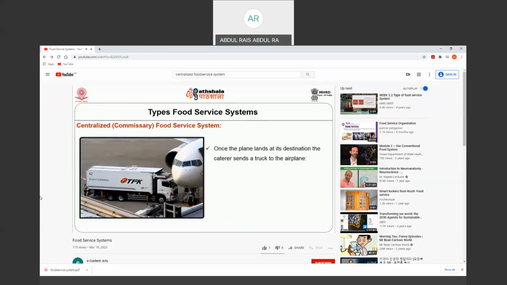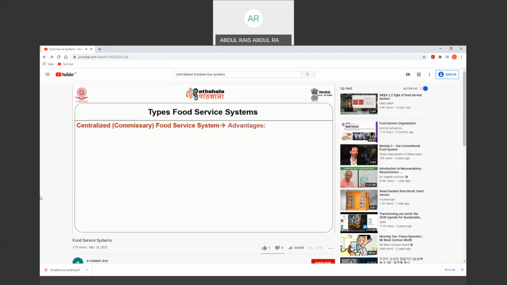Once the plane lands at its destination, the caterer sends a truck to the airplane to get the used carts, trays and dishes and returns them to the central food production facility for washing and sanitizing. Now let us see the advantages of this kind of centralized food service system.